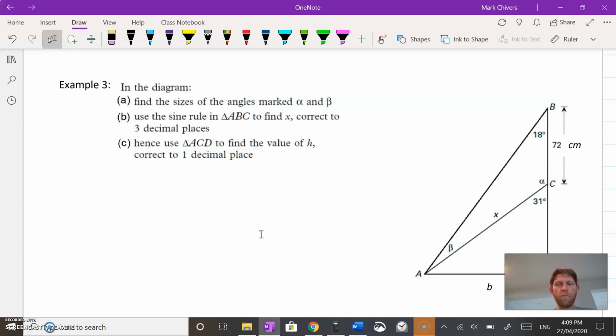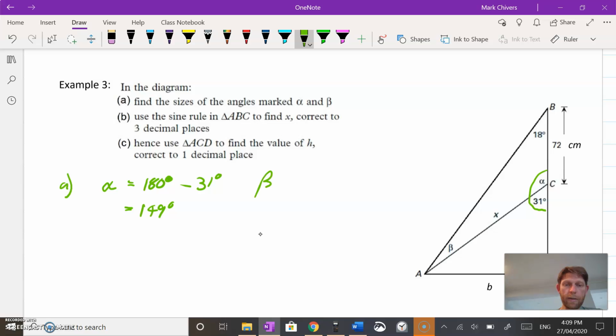it's probably easy to get a little bit confused if you don't pay attention to what's going on here, but the very first thing I would point out is that this here is a straight line. So finding alpha should be very, very easy. There's 180 degrees in the straight line. So that angle alpha equals 180 degrees minus 31 degrees. So that's going to be 149 degrees.